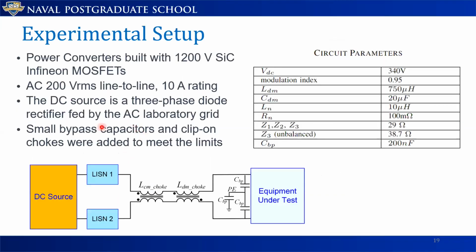So going to the experimental setup for this system, we built it with 1200 volt silicon carbide Infineon MOSFETs, using type 1 power, so 200 volts RMS line to line, and a converter of 10 amps rating, for selection of the C101 and C102 relaxation limits. And this is the structure.